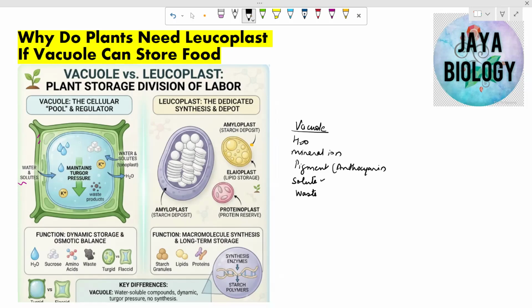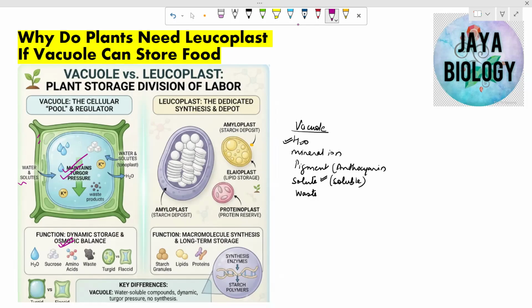And when we say solutes like simple sugar, amino acids, and protein, it means they are soluble in water. They are soluble in water to keep the cell safe. Now, the vacuole's work is not only storage; its work is to maintain the turgor pressure. It also maintains the osmotic balance. Is it clear? So the vacuole is not only storage; it gives strength to the plant. Because of turgidity, the strength and rigidity come. It also maintains the osmotic balance.